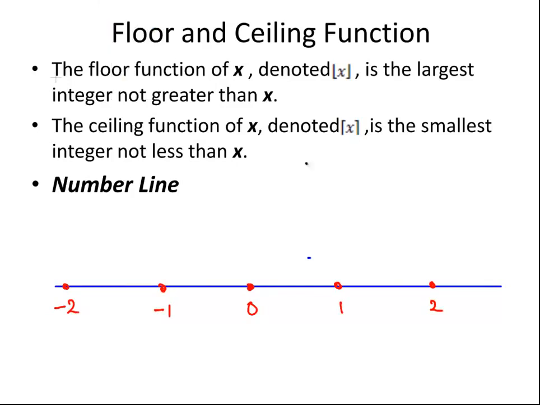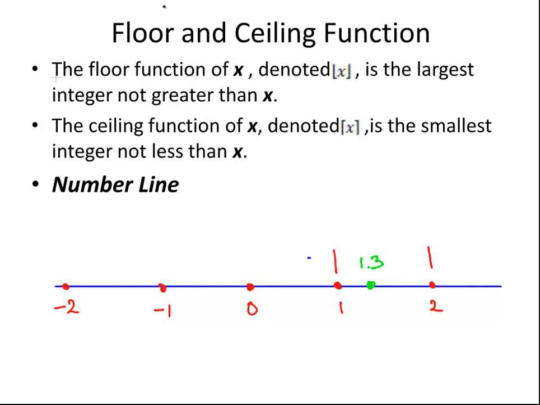What I'm going to do is pick out 2 points. Let's say 1.3. Well, the floor function of 1.3 is 1. It's the integer that precedes it on the number line. And the ceiling function of 1.3 is 2. It's the integer that comes next on the number line.